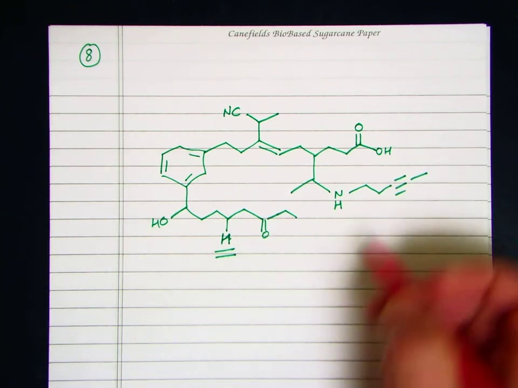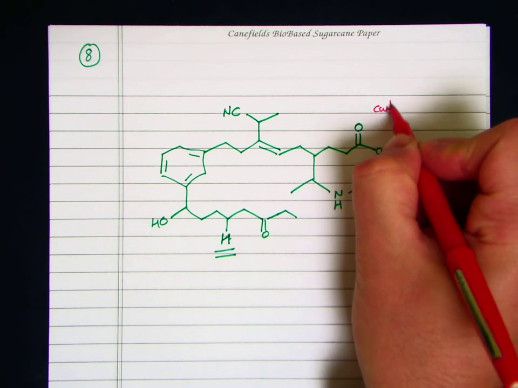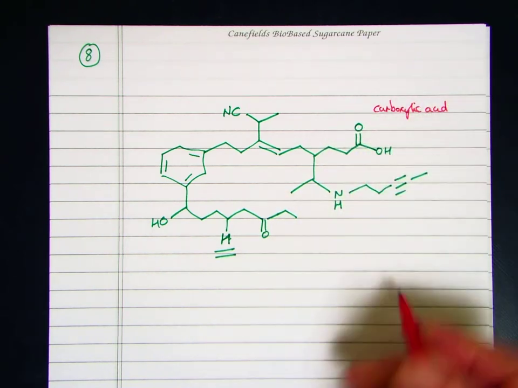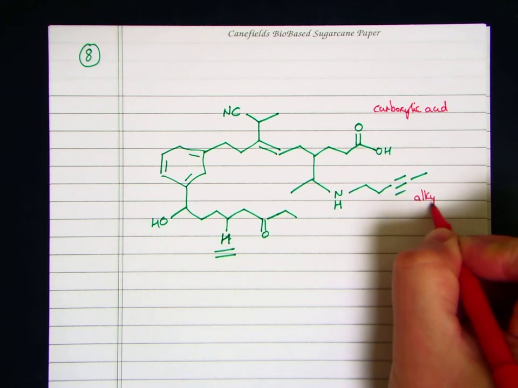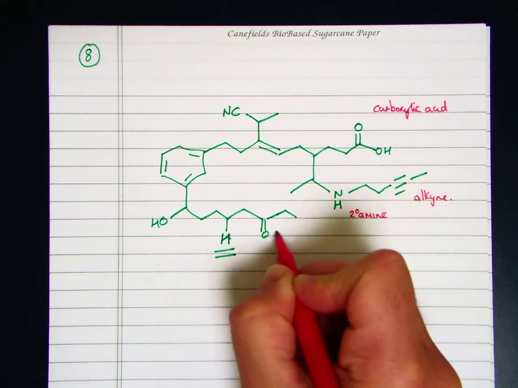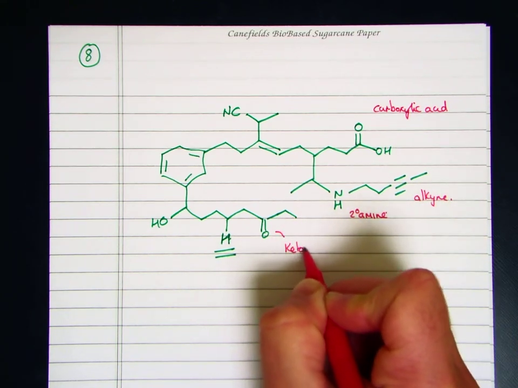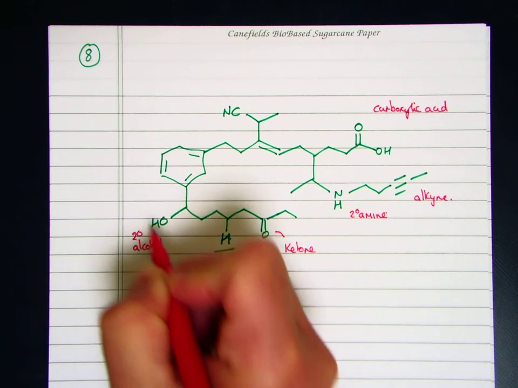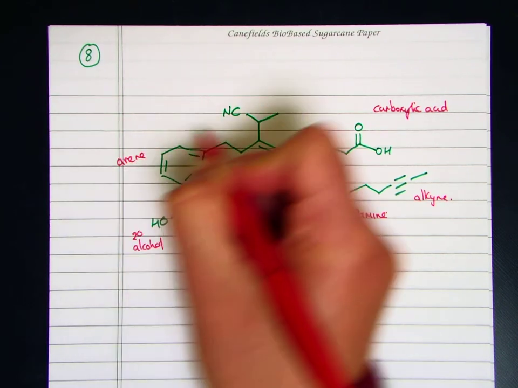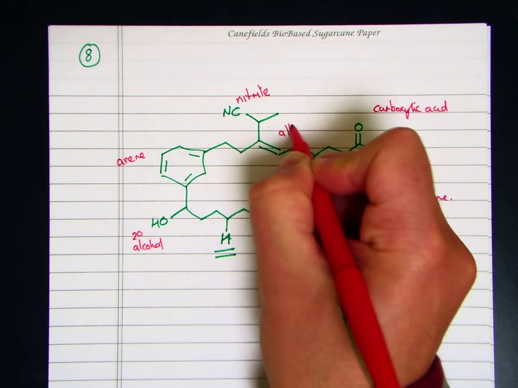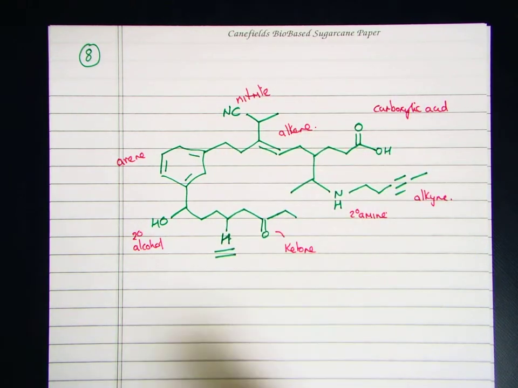But let's look closely. Yes, this is a carboxylic acid, which I'm going to label in red, like so. And this is an alkyne, yes. And this is a secondary amine. And this is a ketone. And this is a secondary alcohol. And this is an amine, or aromatic. And this is a nitrile. And this is an alkene. Fantastic. So we've got all those bonds. And we know they're all polar because of what we've seen in earlier lectures.